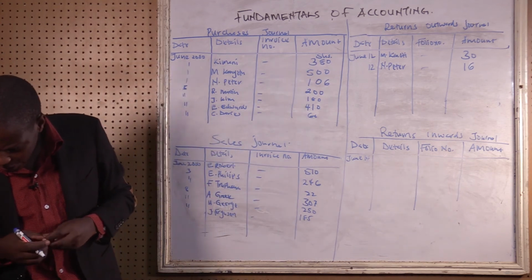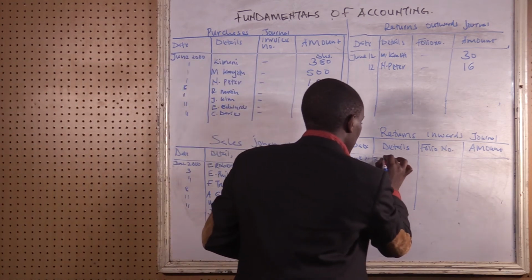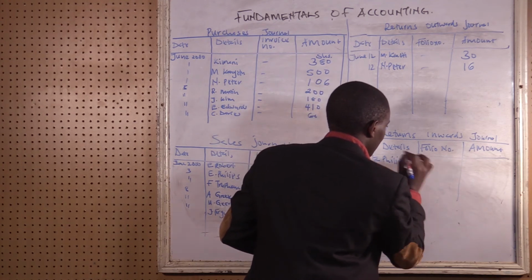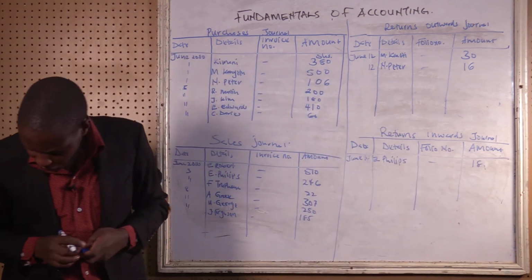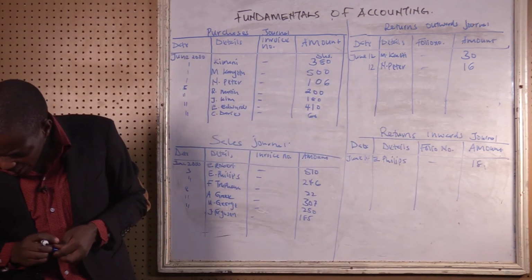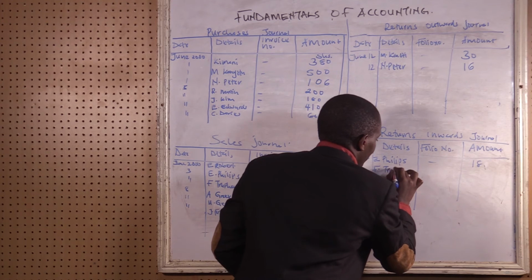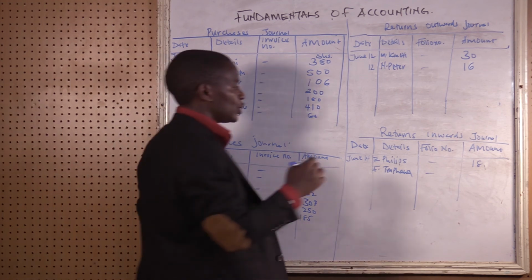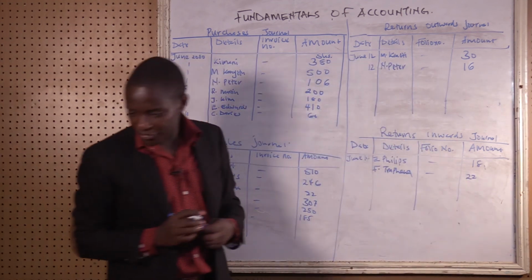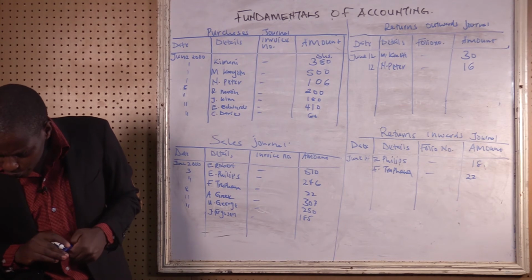So returns inwards were from E. Phillips, shillings 18. So we shall have E. Phillips, shillings 18. Still here, we didn't have the folio number. The other one is F. Tlufena. So we have F. Tlufena. How much is the returns to Tlufena? Shillings 22. So amount, we shall have 22. Then that is it.